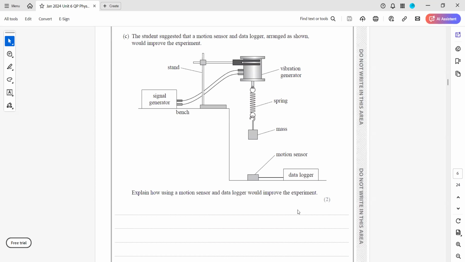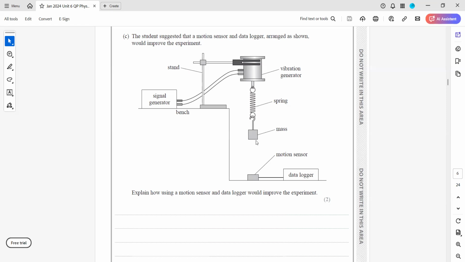Because, first, a motion sensor can detect the motion of the oscillating mass, and the data logger can record a greater number of values in a short interval. That is the most important thing. It can sketch the results as well. So when we use a data logger, it will have a lower uncertainty. Why? Because it can collect more readings in the same time.